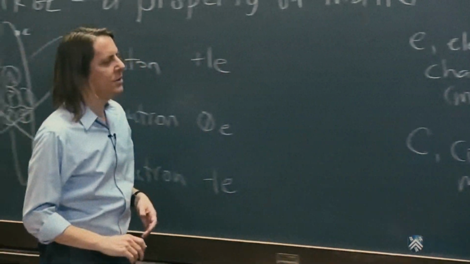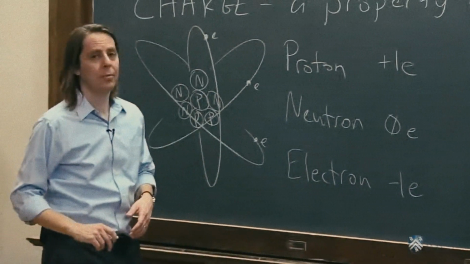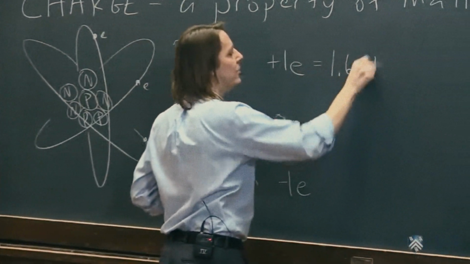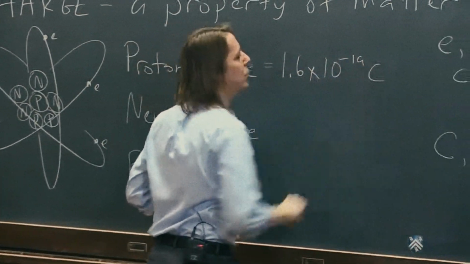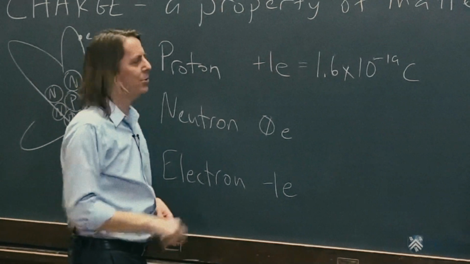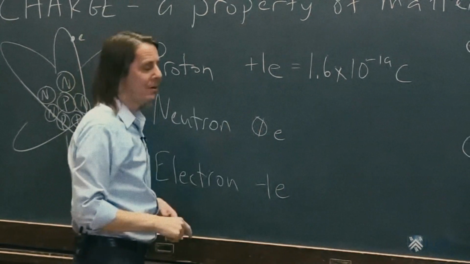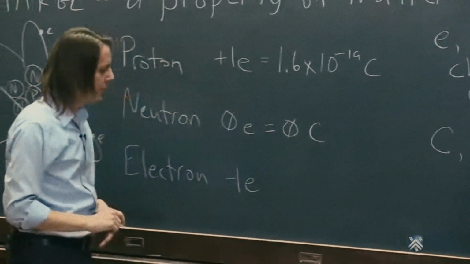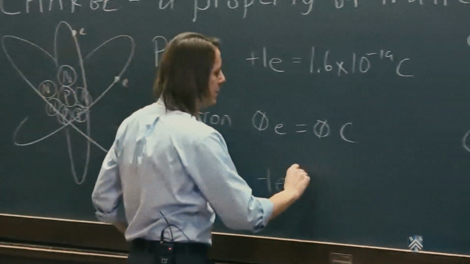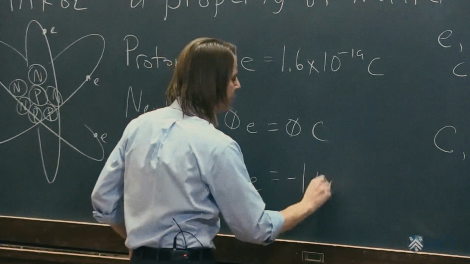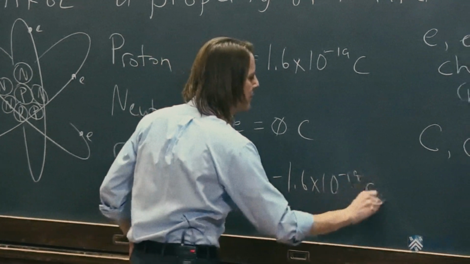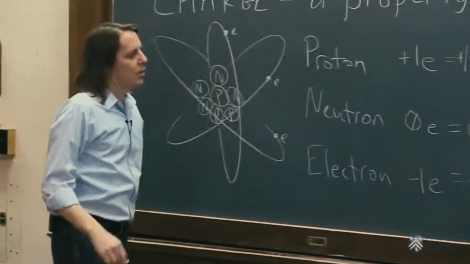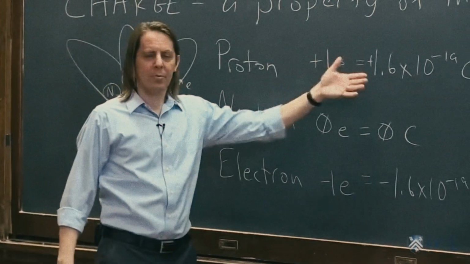And you can see the connection is pretty big. So 1e equals 1.6 times 10 to the minus 19 coulombs. That's a big gap between atomic and macro scale. 0e, of course, is 0 coulombs. 0 is just 0. And then minus 1e is minus 1.6 times 10 to the minus 19 coulombs. This is, of course, plus. Okay. So you could then use this to convert between the two.